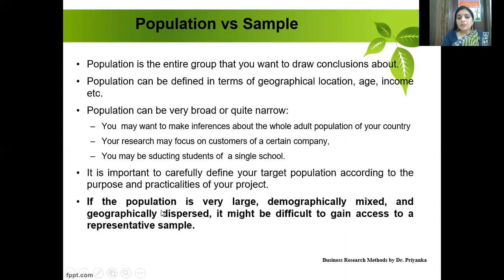If the population is very large, demographically mixed, and geographically dispersed, suppose you are taking the whole world's population, or you have taken so many demographic attributes, or you have taken the entire country and are trying to study something which needs the attention of all the people residing in different cities, different states, then it is going to be very difficult to gain access to a representative sample. It's really going to be difficult, and it becomes more costly.